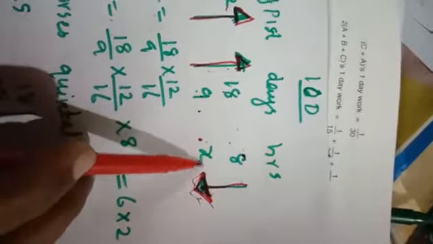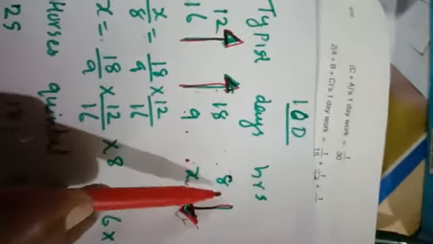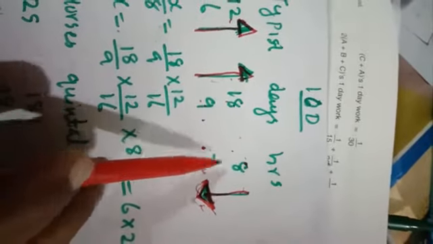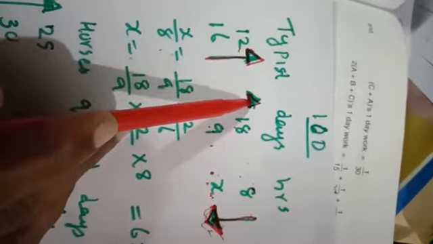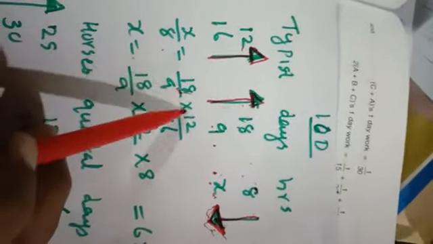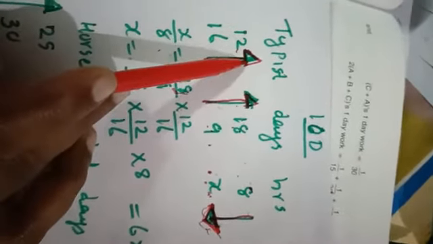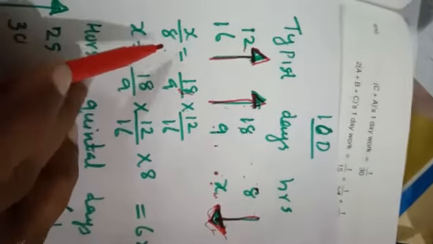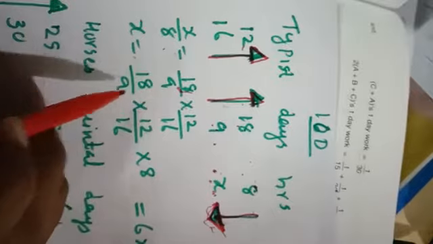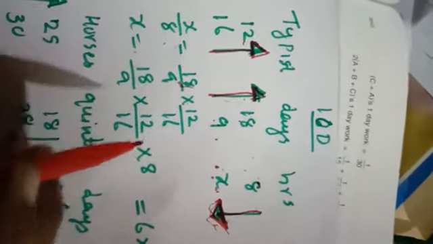Just put the opposite of this, the X arrow. Okay, now how to write this? This is a downward arrow, the top of the arrow is near to X, so you can write X by 8 is equal to. Next, upward, the top of the arrow is near to 18, so 18 by 9 into, here the top of the arrow is near to 12, so 12 by 16. And 8 moves to the opposite side, so X equals 18 by 9 into 12 by 16 into 8.